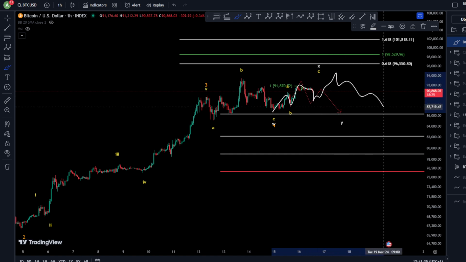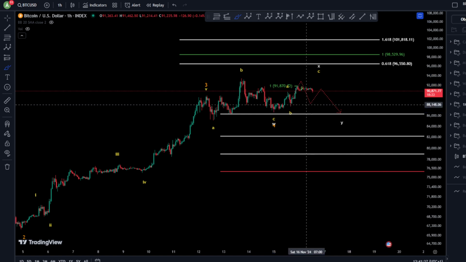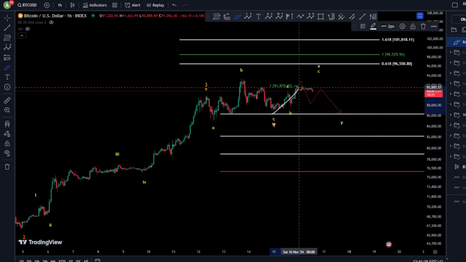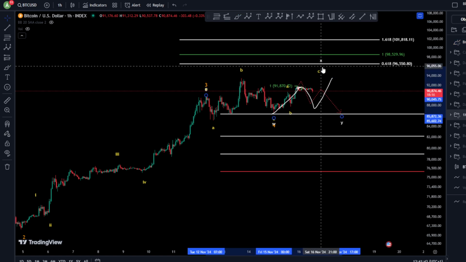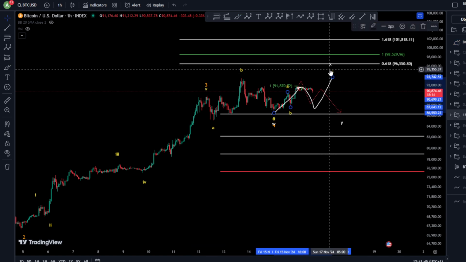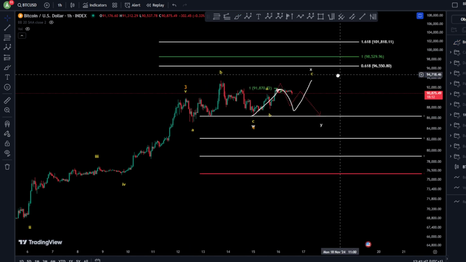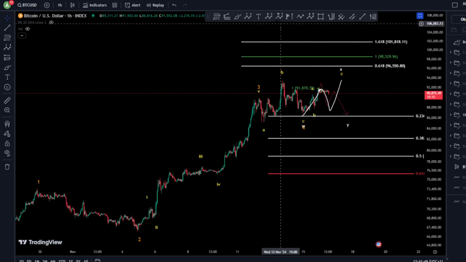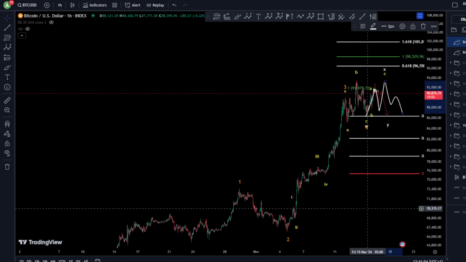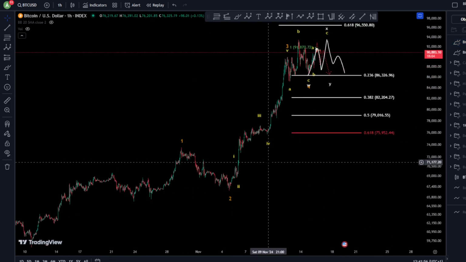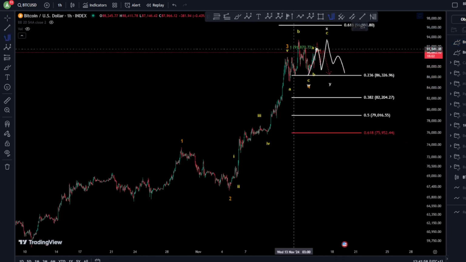And then one more structure towards the downside. By all means, this might be just your first leg of the X, and then the X can be just a zigzag like this. And as we said, it can go very, very long, because based on that wave 2 that we have here, we need some time to finish it, right?